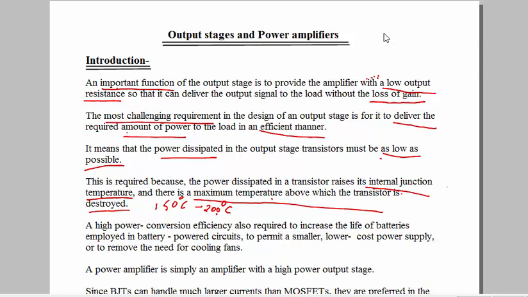Apart from that, a high power conversion efficiency is also required. With due course of time we'll study in detail what the conversion efficiency is, and that is the main point of discussion actually. So this we'll discuss later. Now why is it required? So that the life of batteries used in battery powered circuits can be increased, and we can allow a smaller, lower cost power supply, and also we can remove the need for cooling fans. So this we'll see in detail.